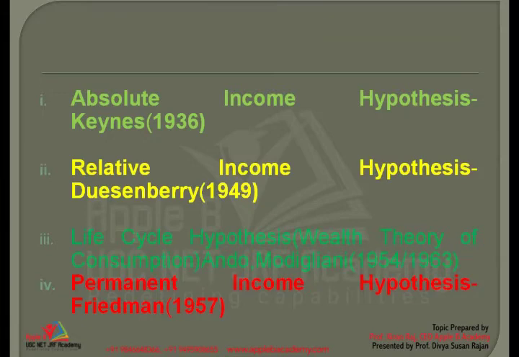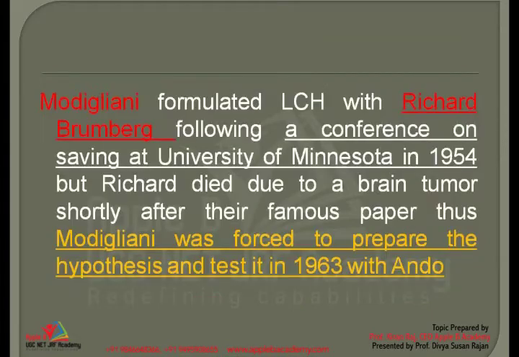The reason why the life cycle hypothesis, which was given by Ando and Modigliani, has 2 subsequent dates is because Modigliani had initially formulated the life cycle hypothesis with Richard Brumberg during his conference at the University of Minnesota in 1954. However, Richard could not continue with the theory as he passed away from a brain tumor shortly after the famous paper had come together, as a result of which Modigliani had to prepare this hypothesis and test it again in 1963 with Albert Ando.